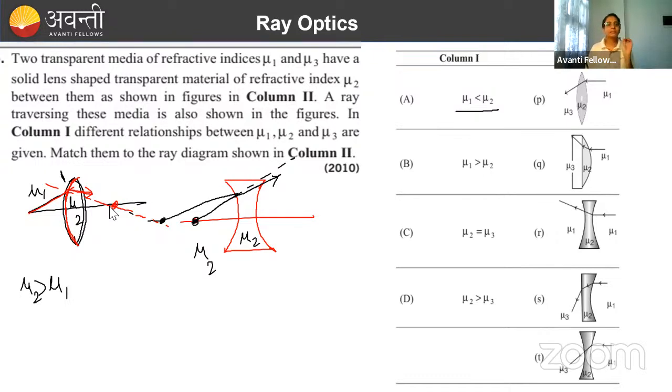Understood? So this kind of geometry you have to deal with in this question. Now you tell me what will be the correct answer for option A. Only for one, let's do it. So if mu1 is less than mu2, which one is going to be true? It will bend towards the normal after refraction, and which diagram is true for that?